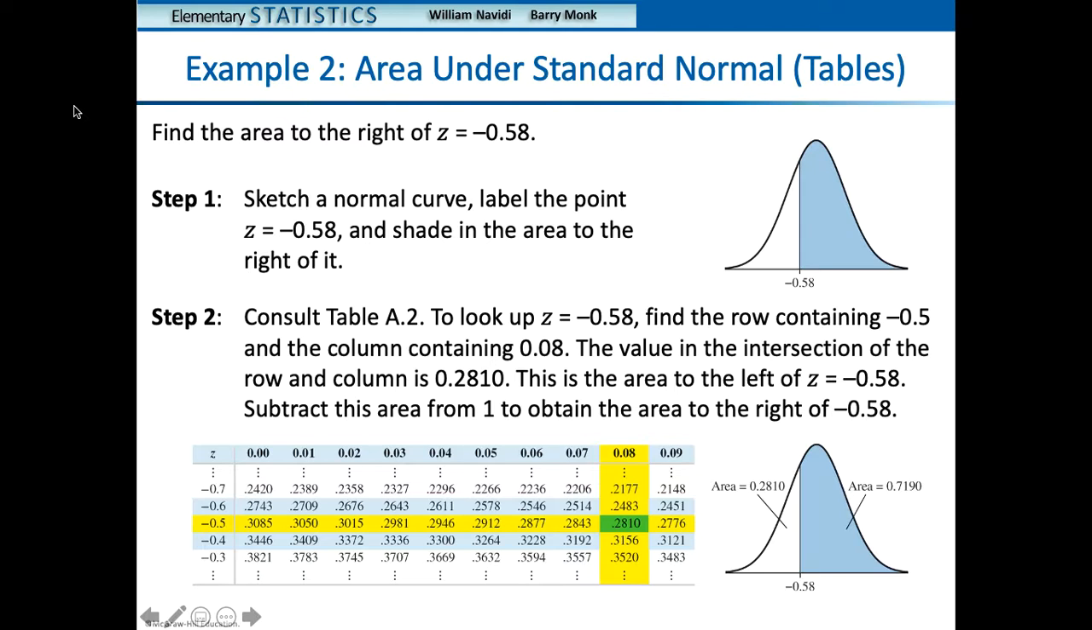And this is why it's really helpful to have a diagram where the area you're trying to find is shaded, just to remind you to take that extra step if the area is to the right. And this is why it's not necessary for the table to specifically show areas to the right, because it's easy to find the right areas from the left areas. Okay?